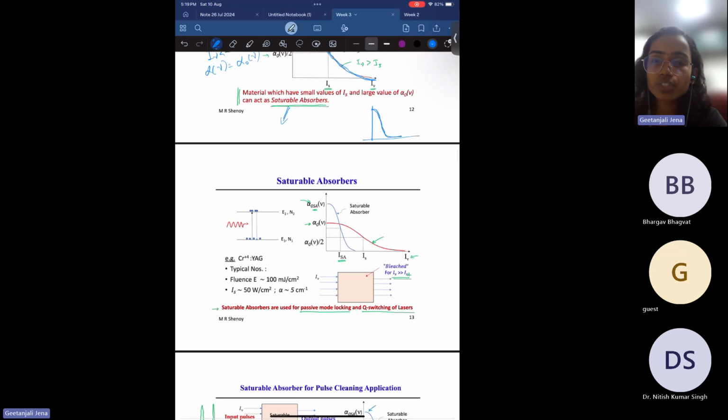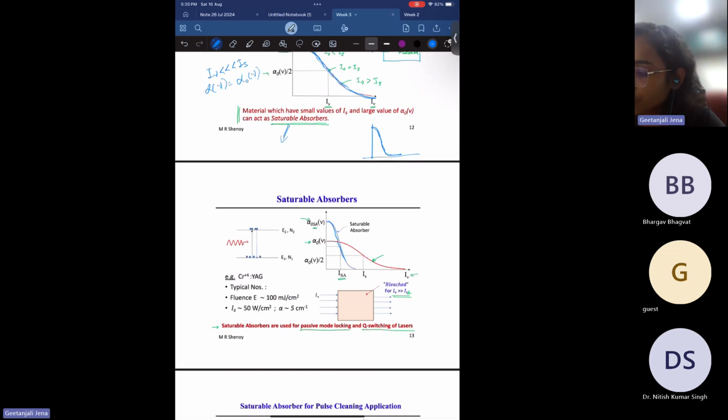So saturable absorbers are those which have small values of Is and a large value of alpha 0 nu. This is the curve for a saturable absorber. What will happen when we have a material like this in the system? In this region, the light will get transmitted, but in this region, the light will be completely blocked. So for I nu much less than Is, the light will be absorbed by the system, and for I nu much greater than Is, it will pass through the system.